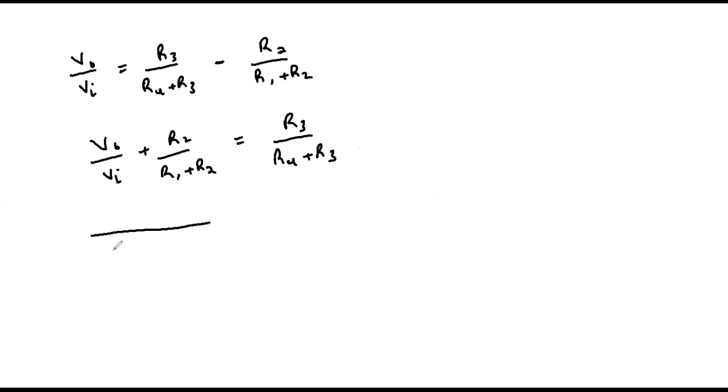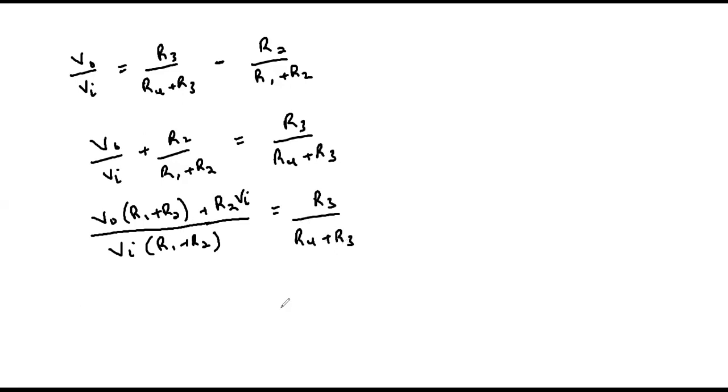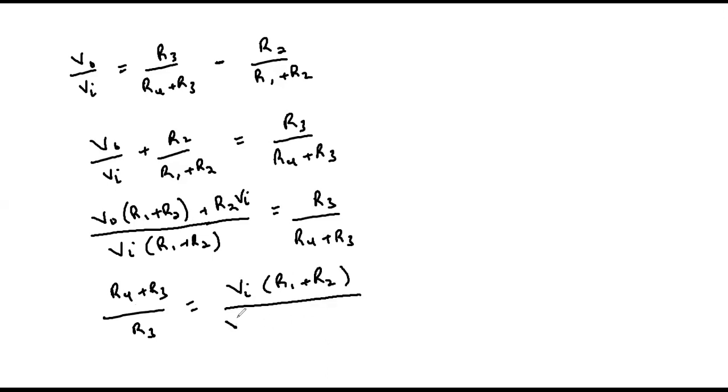Put these under a common LCM, we can write Vi into R1 plus R2 will be V out into R1 plus R2 plus R2 Vi, which is equal to R3 over Ru plus R3. If you take reciprocals on both sides, then we can write Ru plus R3 over R3 is equal to Vi into R1 plus R2 divided by V out into R1 plus R2 plus R2 Vi.